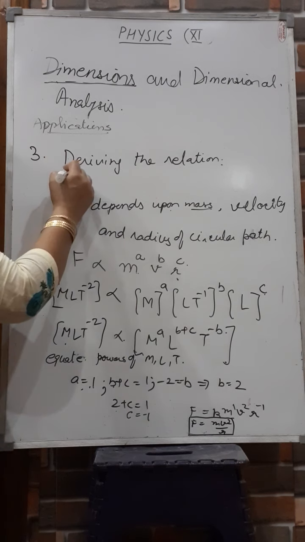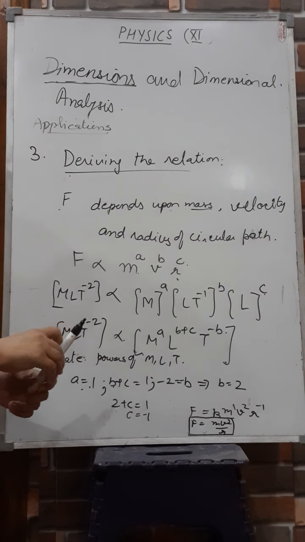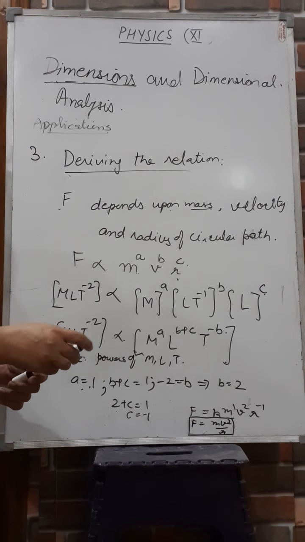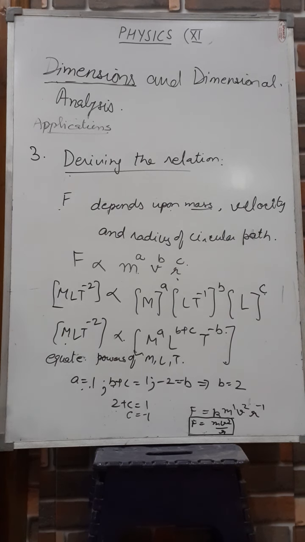So very simple. What we have to do is write down the dimensions of all the physical quantities on which a given physical quantity depends. Bases are same, powers are added. Equate the dimensions of mass, length and time on both sides, and you will get the relation. So very simple. Try a few examples at home so that you will be able to solve the questions.